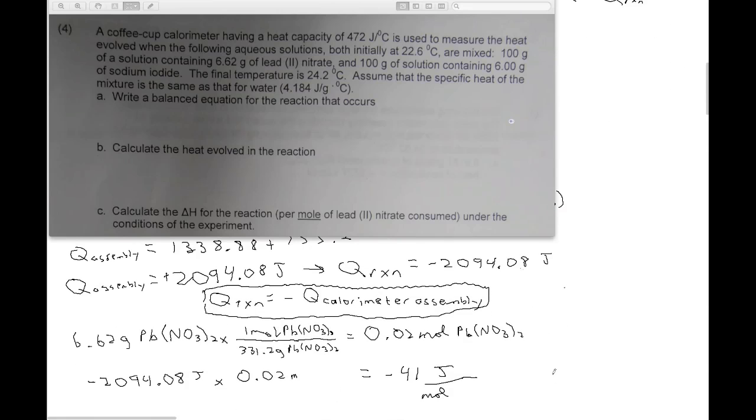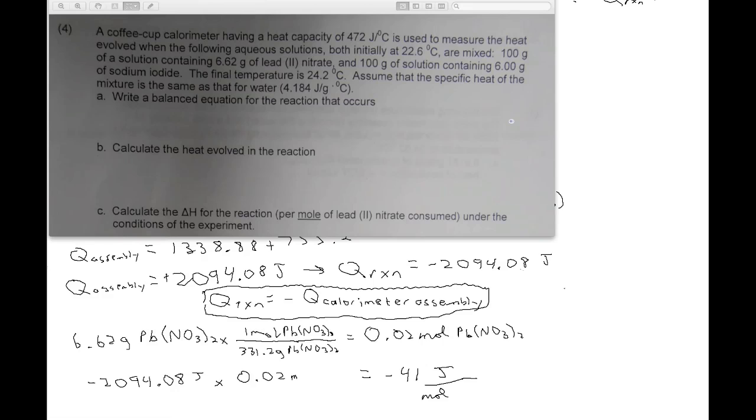All right, and then I think when you see that, you might need to change your approach down here. So if this number is in joules, how would you figure out the answer to part C? Well, then I would just divide it by 0.02 moles lead nitrate. And then negative 2094.08 joules divided by 0.02 moles is equal to negative 104,700 joules per mole of lead nitrate.